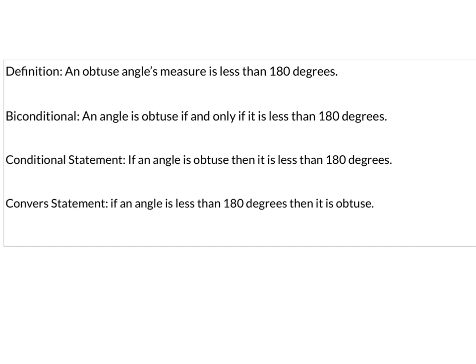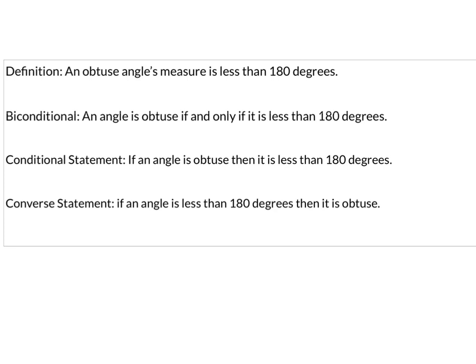The biconditional statement would be: an angle is obtuse if and only if it is less than 180 degrees. If that biconditional statement is valid, then so was the definition we began with, assuming those two are equivalent. To figure out whether the biconditional statement is correct, we need to break it down into its conditional statement and its converse statement. If both of those statements are valid, then the biconditional statement is also valid.